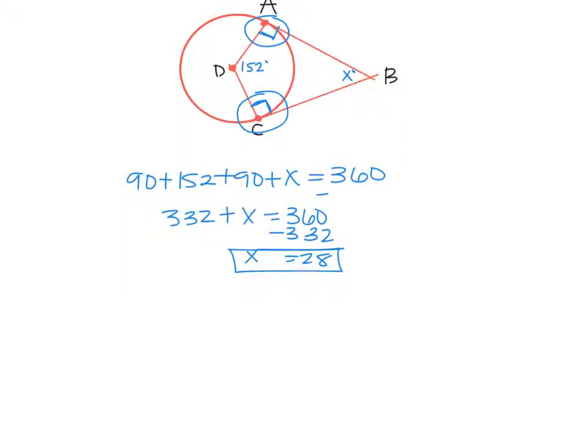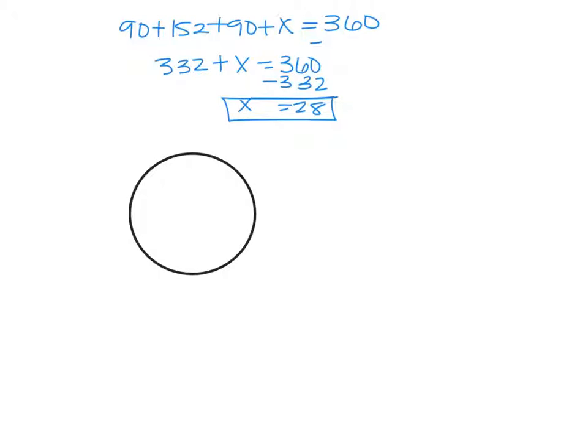Okay, this one's a little bit different. What do you do with this? If I give you, whoops. So you have a tangent up here. This is going to be a diameter. So this would be the center of our circle.